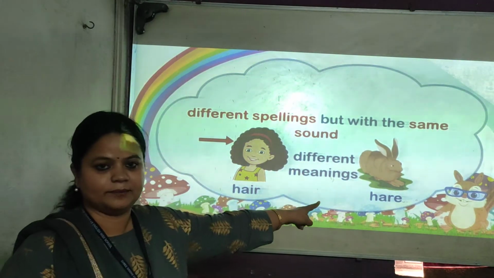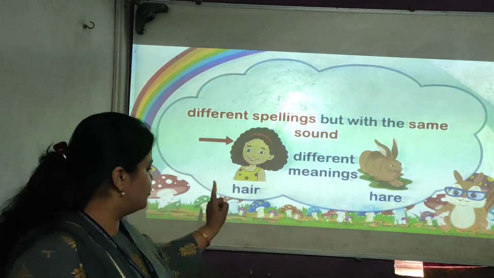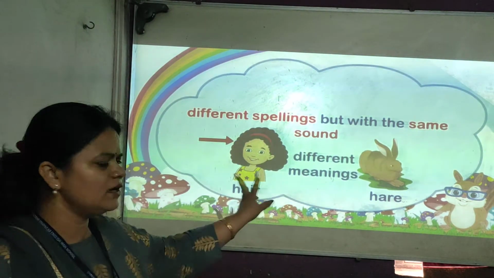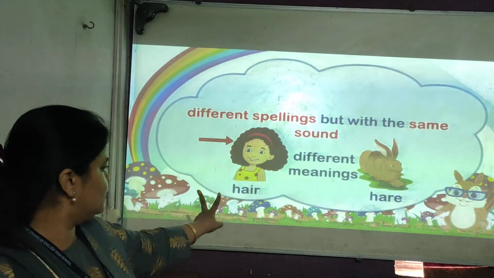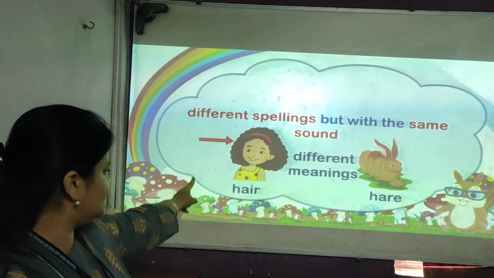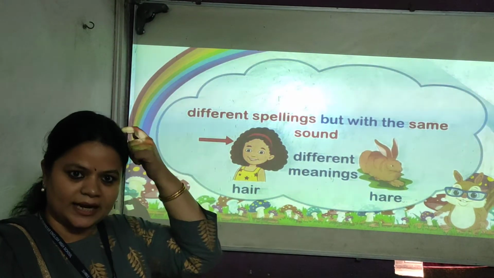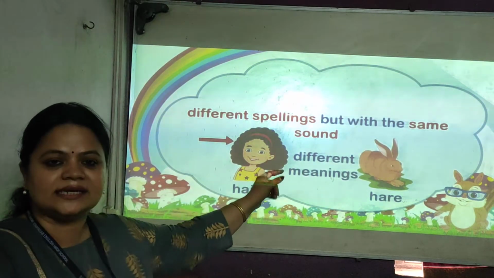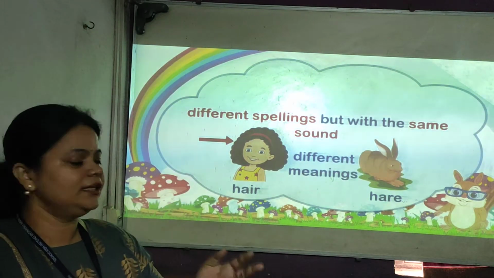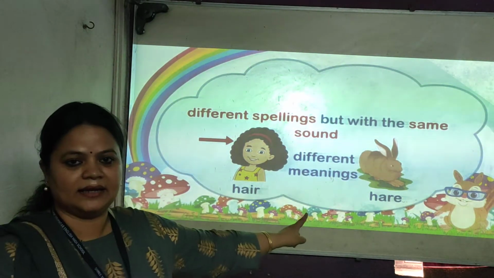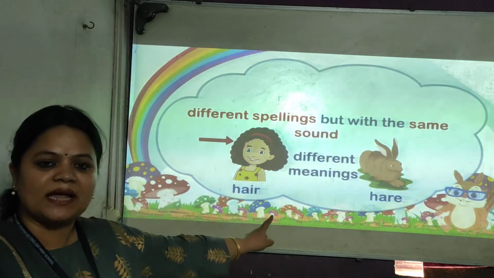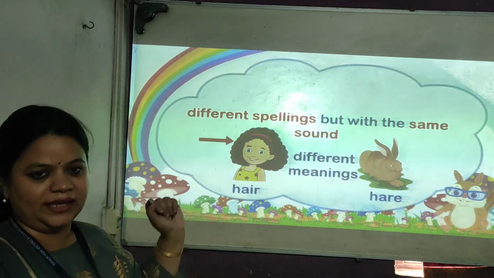Hair and air. When you read both the words, they sound the same. Air and air. So are both the same? No. Both the words are different and their spellings are different. Why? Everybody has hair on their head, yes. And that air is the name of an animal. Is it, students? So when you read the words, they sound the same, but their meanings and their spellings are totally different from each other.